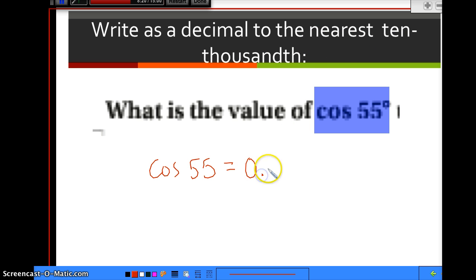So it's 0.573, and then the 5 is going to round up to a 6 because of the 7 that follows the 5. Okay, so that should be easy because you've got your calculator.